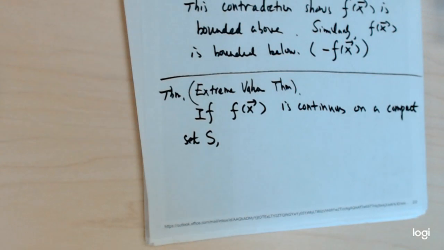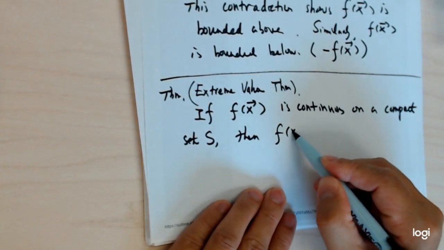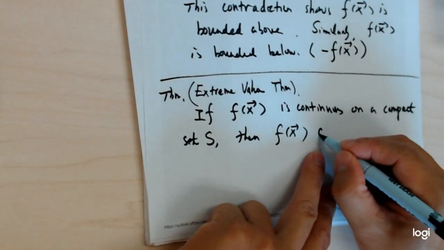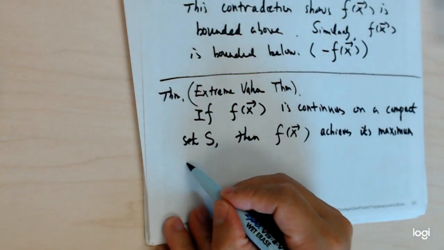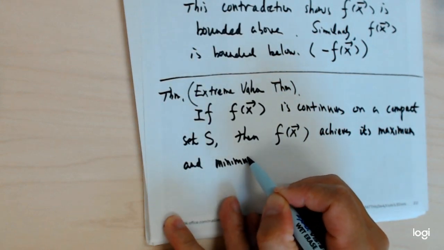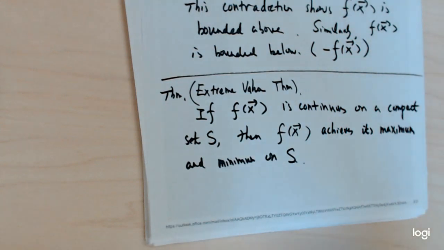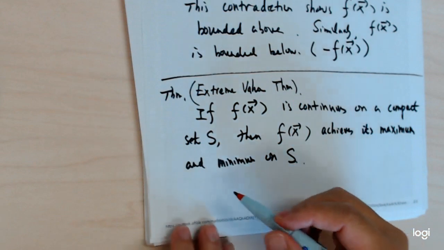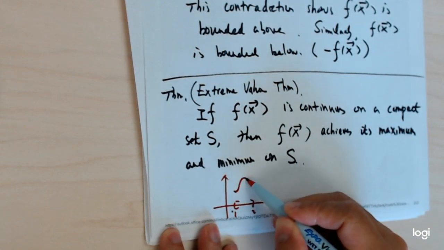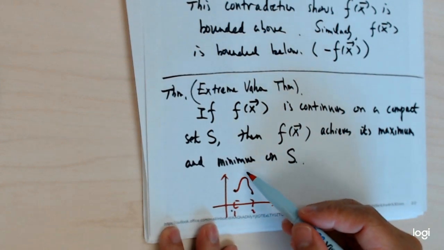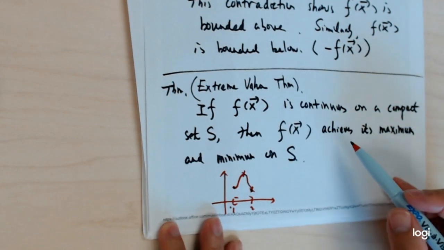A function that's continuous on a compact set, then the function achieves the maximum and minimum on S. So for a single variable function, any continuous function on a bounded and closed interval, for example, will achieve a maximum or minimum inside this interval. Here we're talking about higher dimension.